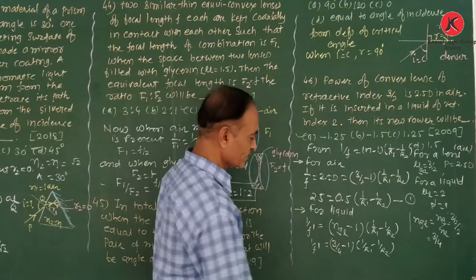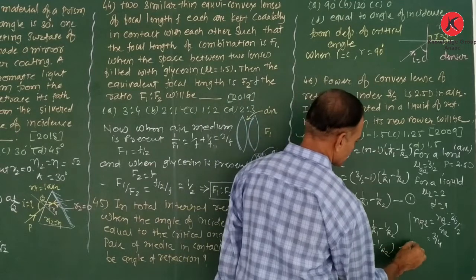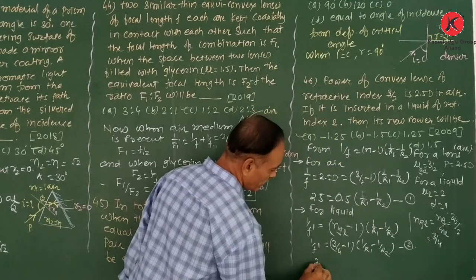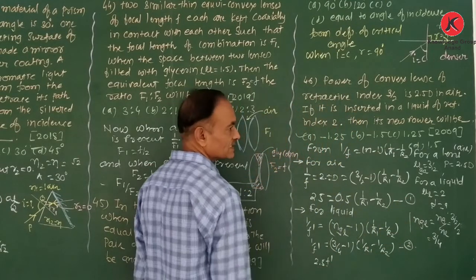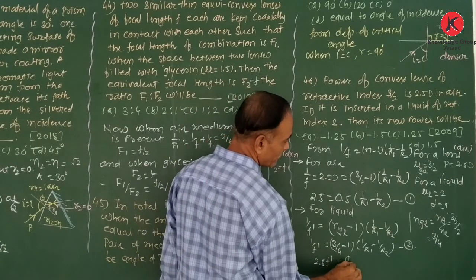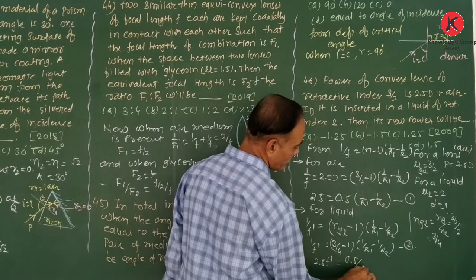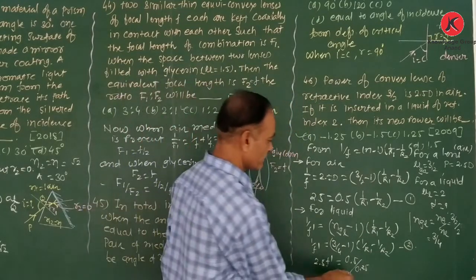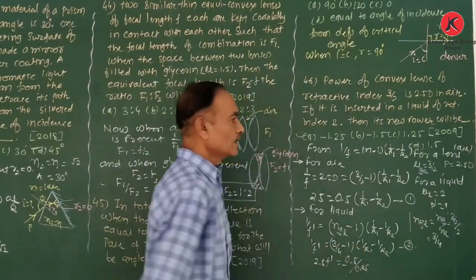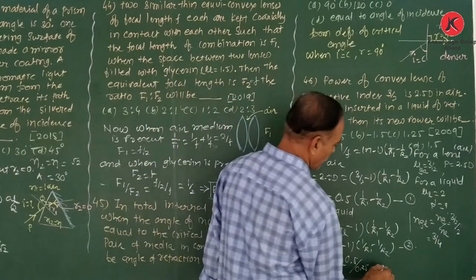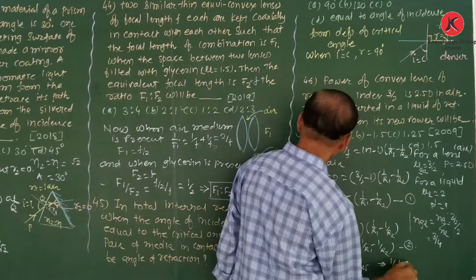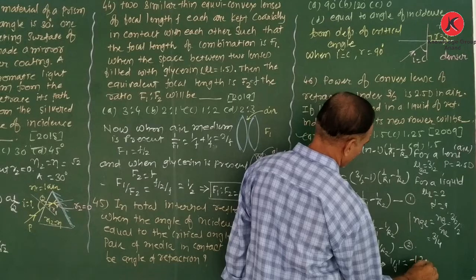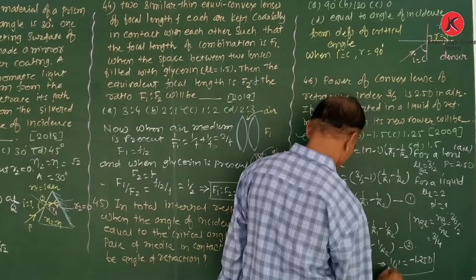Now, taking the ratio, I directly write down this equation. So 2.5 upon 1 upon f dash is equal to 0.5 upon minus 0.25. Thus we obtain 1 upon f dash is equal to minus 1.25 diopter.